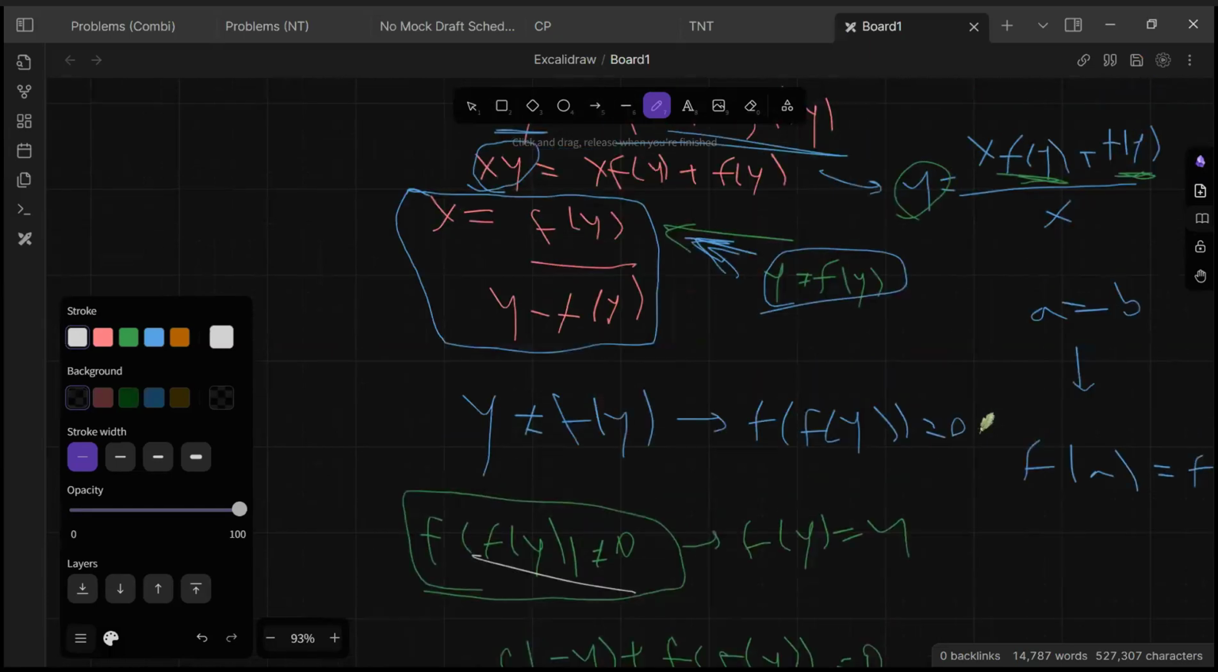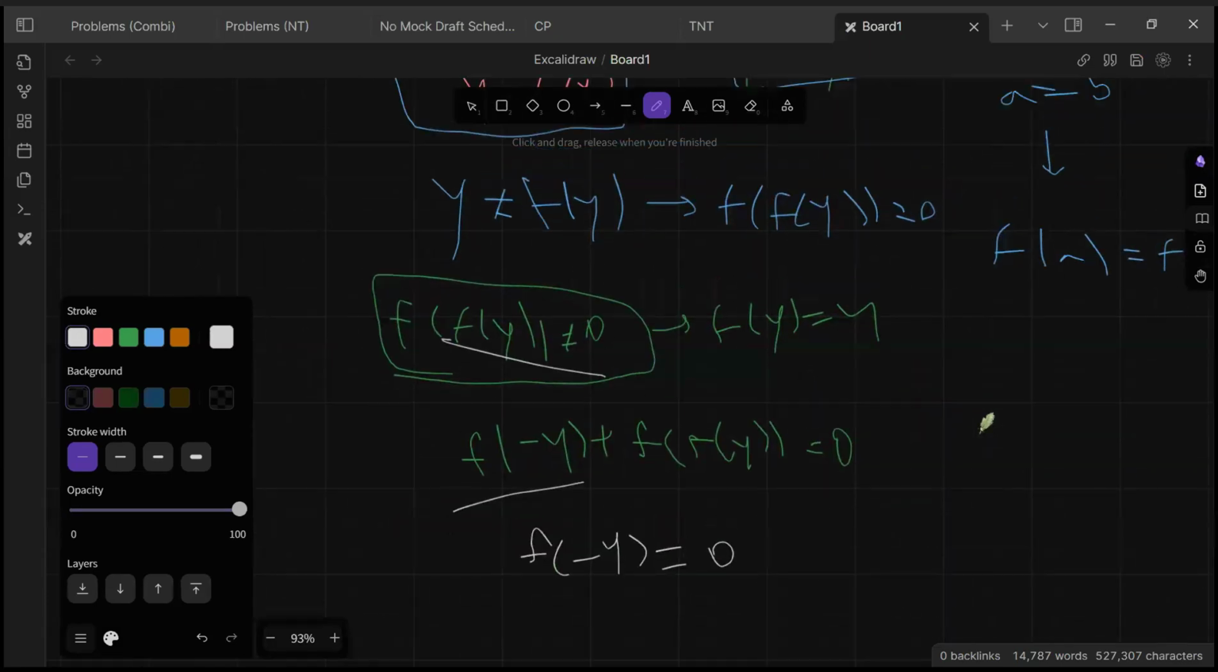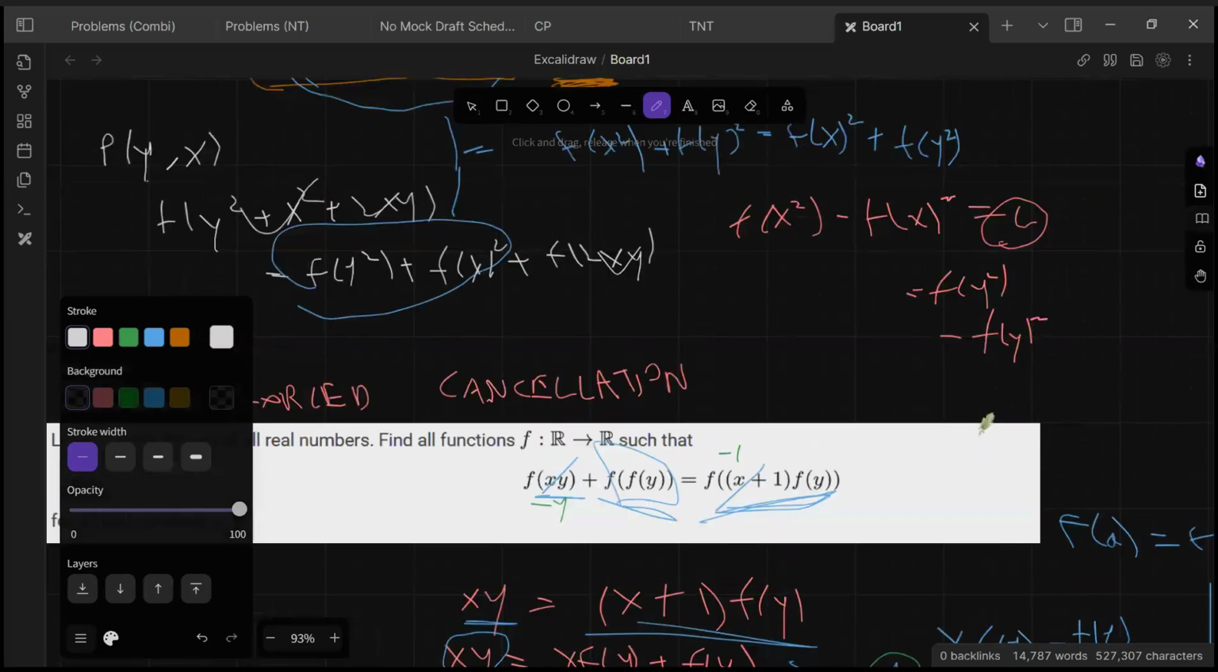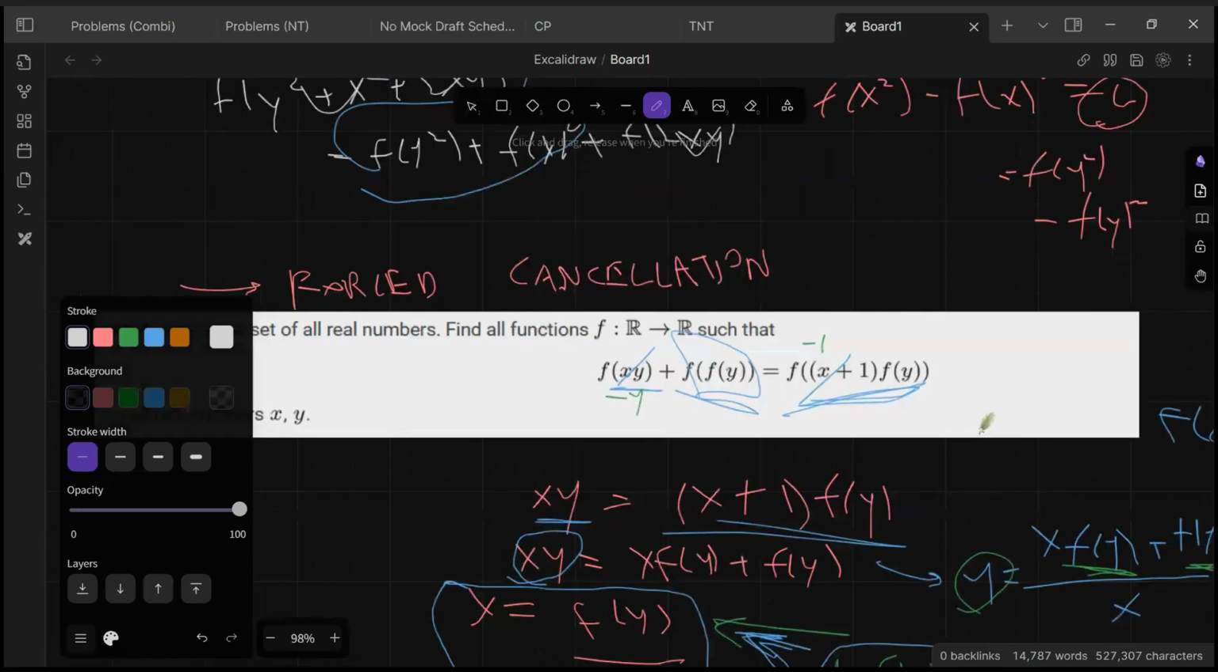Now what? We have not even done x equal to 0, right? I haven't substituted that. By the way, here y can be any real number, right? Yes. So now we're done, right?